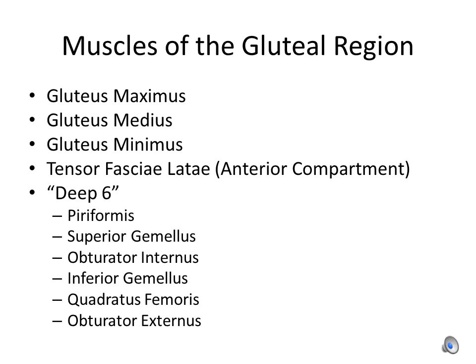The muscles of the gluteal region include gluteus maximus, gluteus medius, gluteus minimus, tensor fasciae latae, and the deep six. Note that tensor fasciae latae is part of the anterior compartment. The deep six muscles include piriformis, superior gemellus, obturator internus, inferior gemellus, quadratus femoris, and obturator externus.